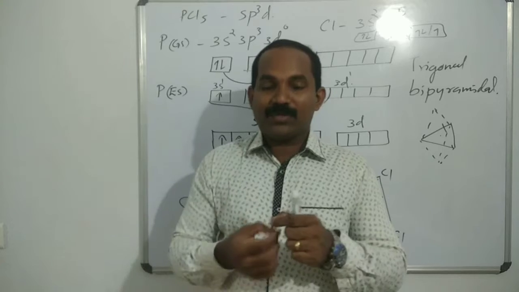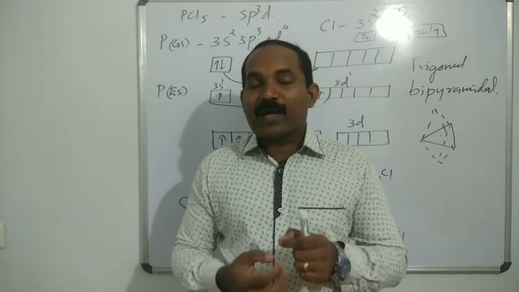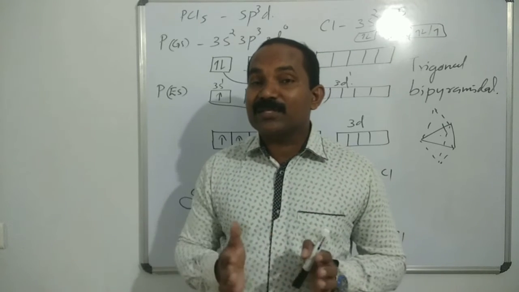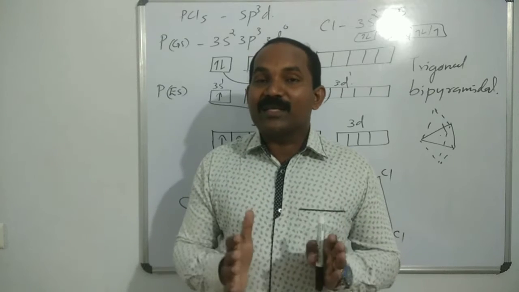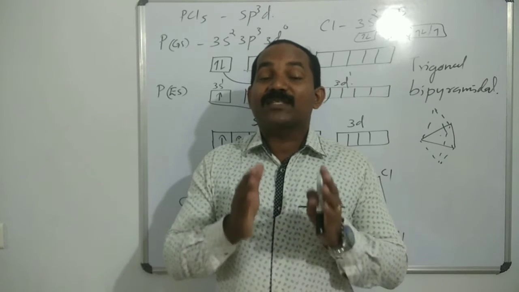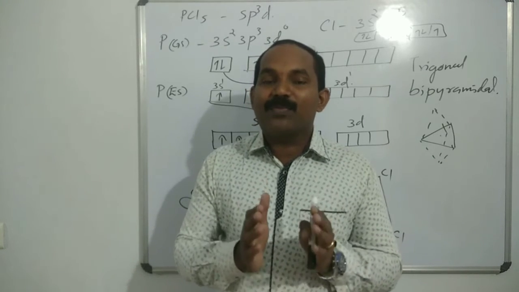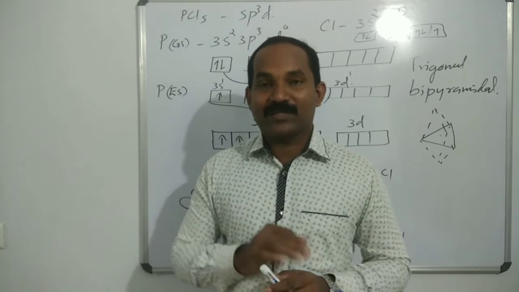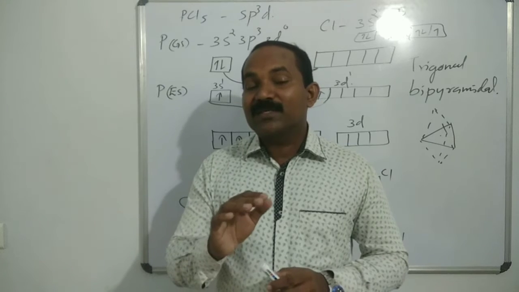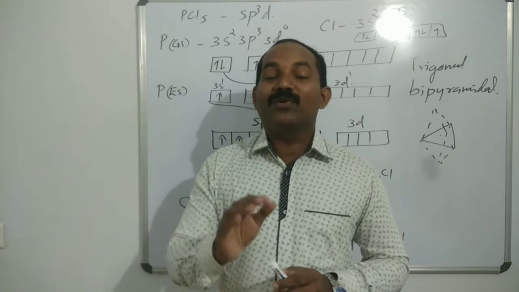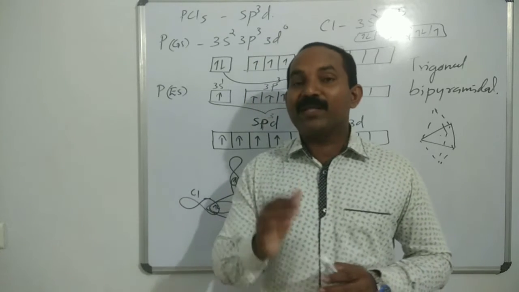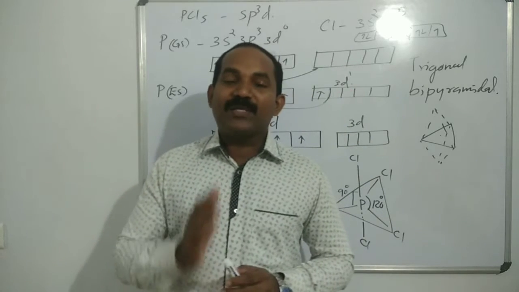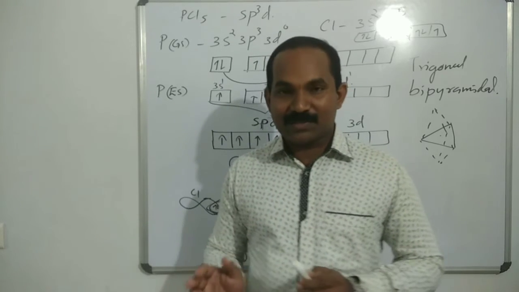One is above, the other is below. What happens when bond length increases? Bond strength or bond enthalpy decreases. Bond dissociation enthalpy decreases. Hence, the PCl5 molecule is reactive. It's a very important question. Why is the PCl5 molecule reactive?